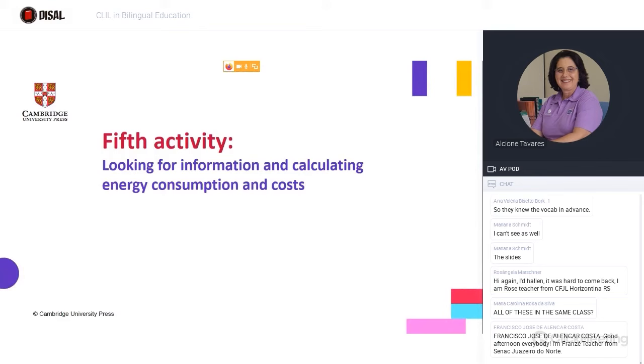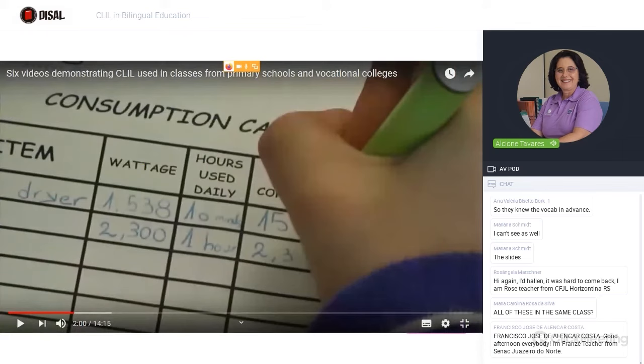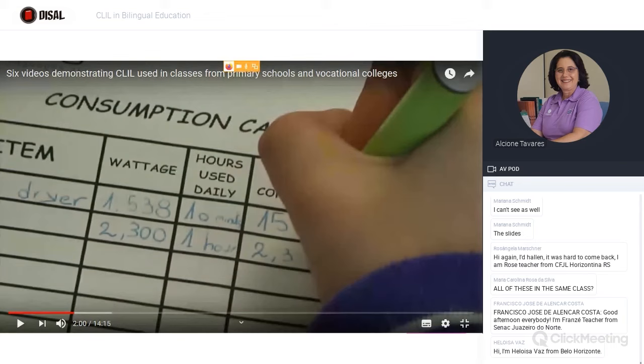Then the fifth activity, they are asked to look for information and calculate energy consumption and costs. So now learners are aware that depending on the device, the consumption of energy can be higher or lower. So they already understand that. They are asked to fill in a chart with information taken from the web and to figure out the daily and monthly consumption of energy. Based on the wattage of each device and the number of hours they use it in a day or in a month, they will come to a conclusion of how to save energy.